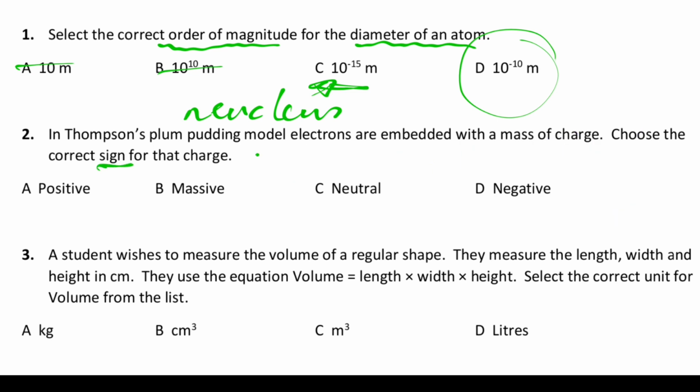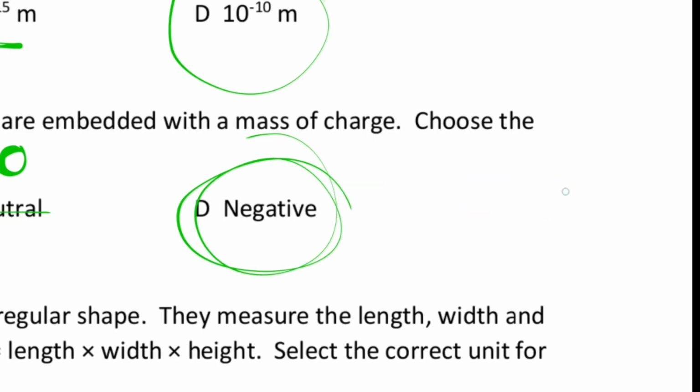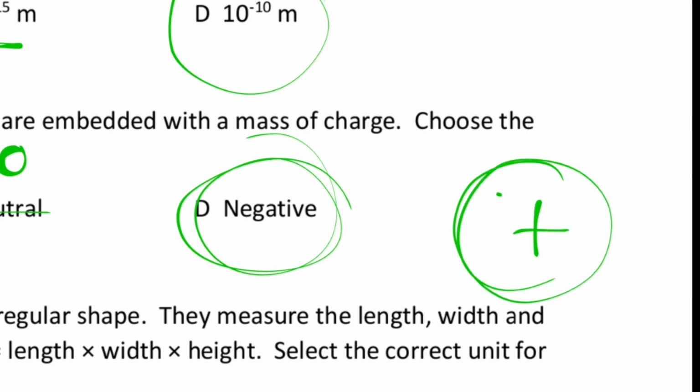So the sign is either positive, plus, or minus. So you can already eliminate a couple of these things here. It could be 0, I guess, so it could be neutral. But what is it? The sign for the electron, again, this is a bit of knowledge you're going to need to remember. Thomson's plum pudding model had the electrons embedded within a positive mass of charge. So the electrons themselves are negative. Thomson discovered the electron in cathode rays.